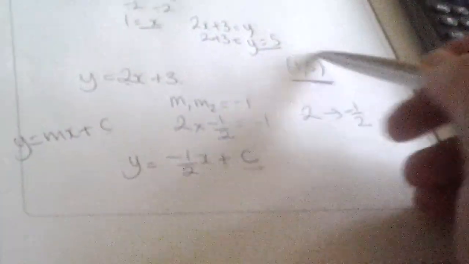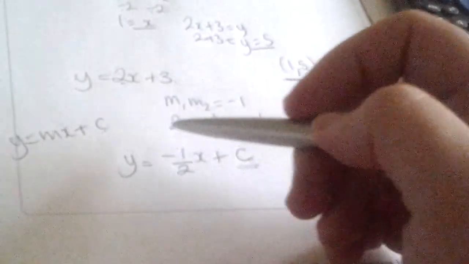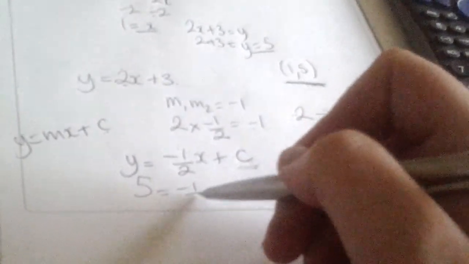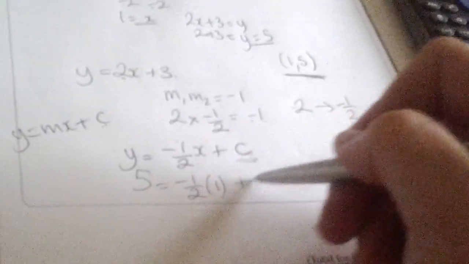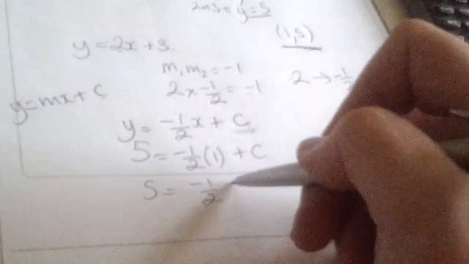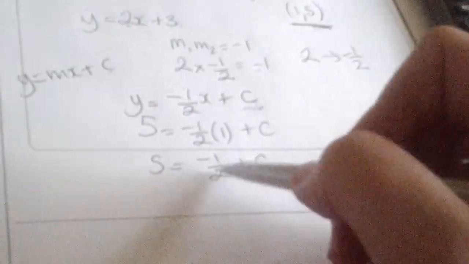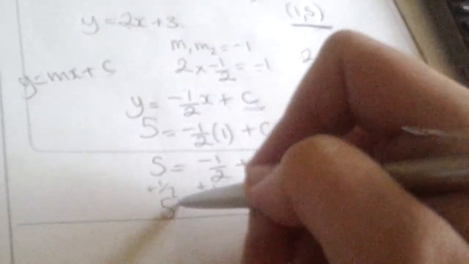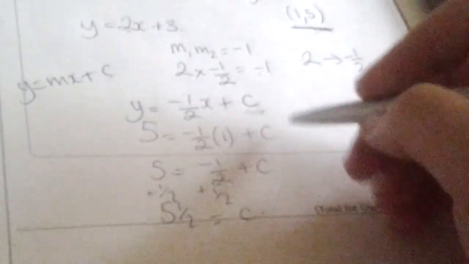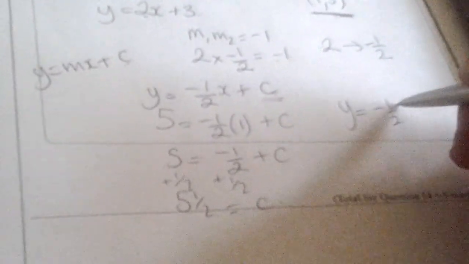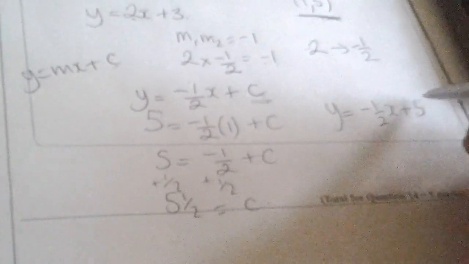Now it goes through this point 1, 5, because that's what it says in the question, find the equation which passes through this point. So I'm going to put 5 and minus 1/2 of 1 plus c. So 5 is minus 1/2 plus c. So I'm going to add 1/2. So 5.5 is equal to c. So the general equation is y equals minus 1/2 of x plus 5.5.